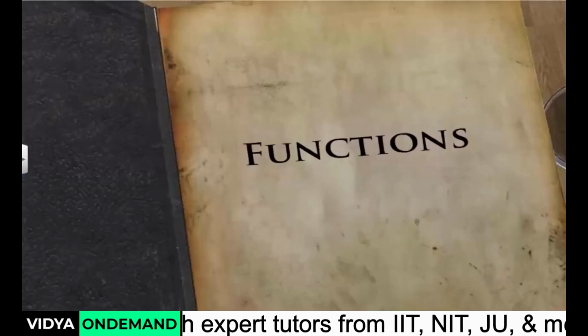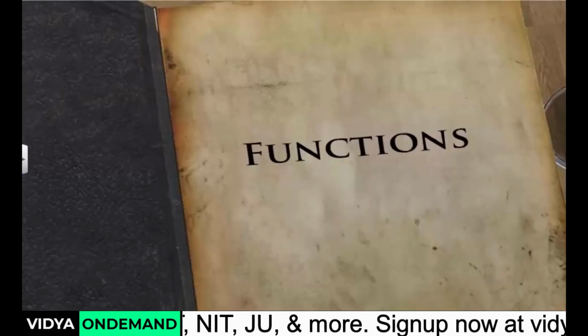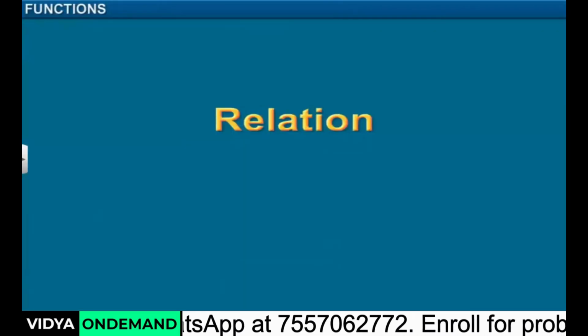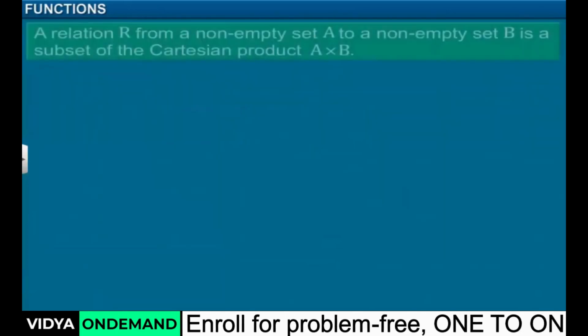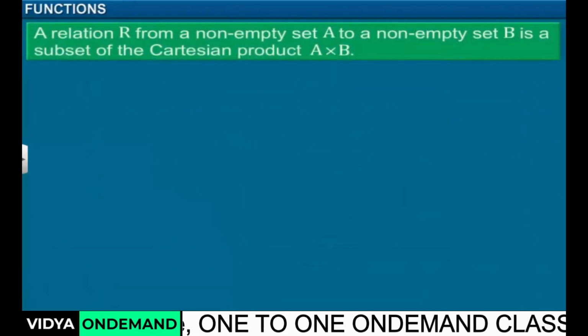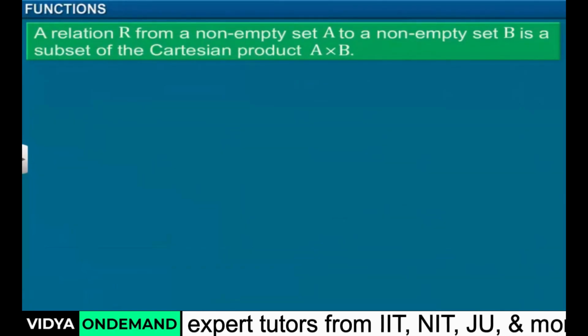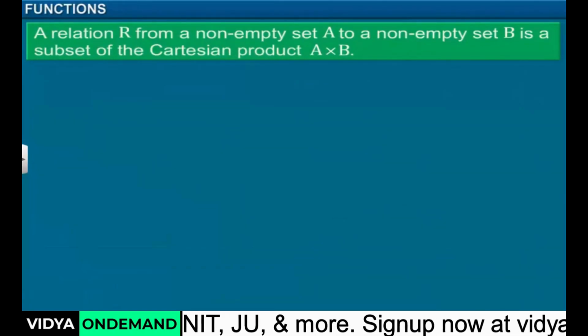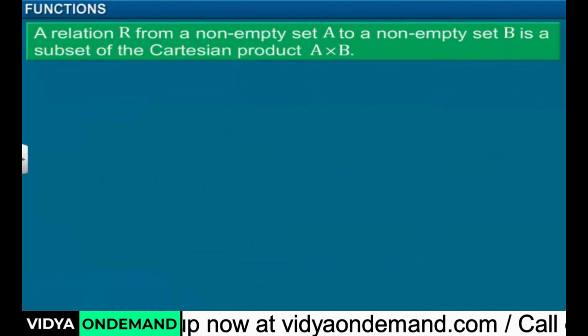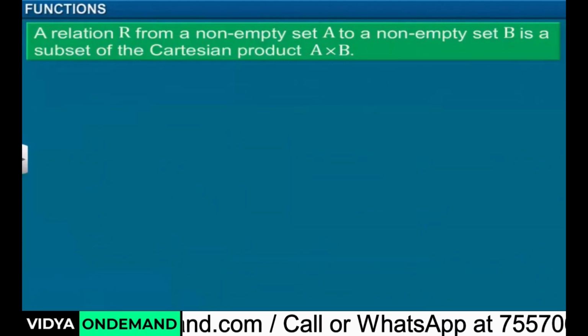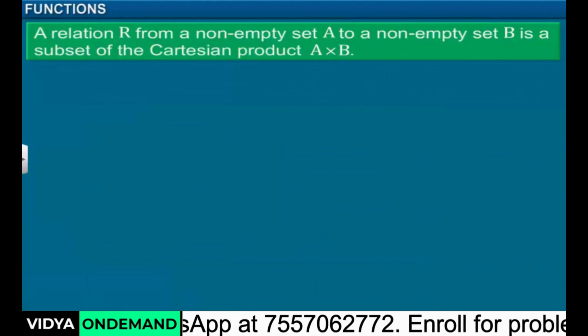In this module, you will learn about functions. A relationship between two sets of information is called a relation. In mathematical terms, a relation R from a non-empty set A to a non-empty set B is a subset of the Cartesian product of A and B.